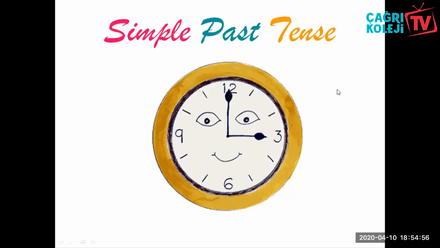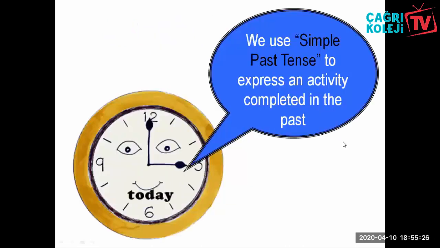Today we are going to continue learning about simple past tense with the irregular verbs. Let's get started with our lesson. So what is simple past tense and how can we use it? We use simple past tense to express an activity completed, finished in the past. Not today, not tomorrow. Our action finished, completed in the past. Like yesterday, last week, last year, last month, 2 days ago, 2 hours ago.